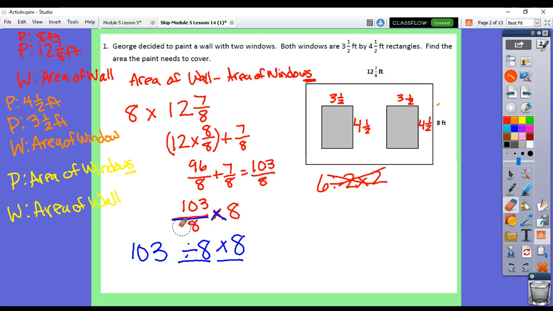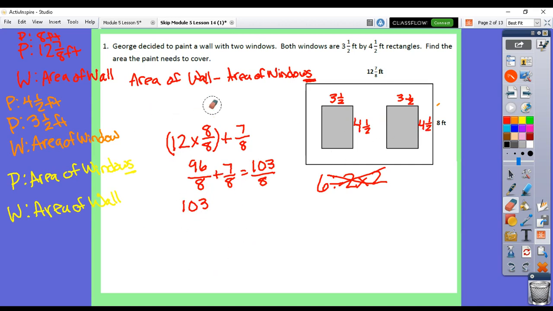I can cancel out dividing by 8 and multiplying by 8, which means I'm left with an area of the wall of 103 feet squared. So the area of the wall is 103 feet squared. I don't know why I made feet so small. And then we have to subtract from it the area of the window and the area of the window.